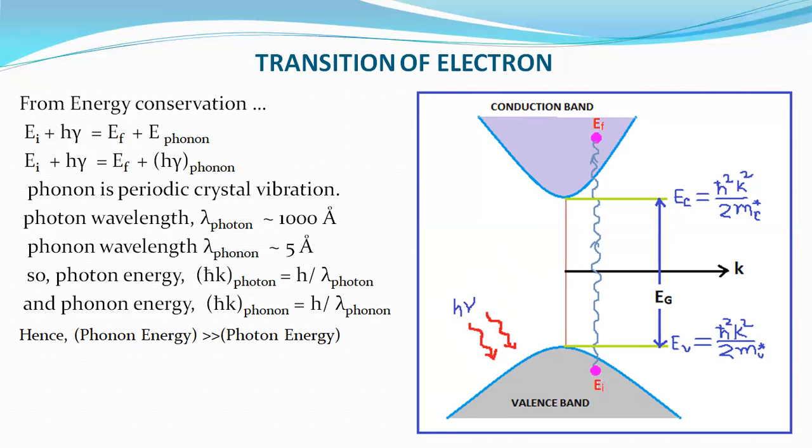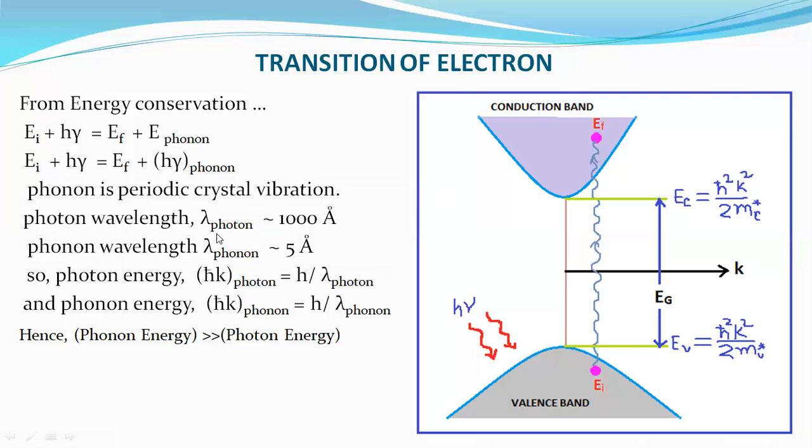Phonon means a constant and periodic jerking of atoms inside any material. It is a constant, periodic, and eternal process inside any material. So EI plus h nu is equal to EF plus h nu of the phonon, that is, Planck's constant times the frequency. As I said, a phonon is a constant jerking having some particular wavelength, as it is periodic. So a phonon is a periodic crystal vibration.